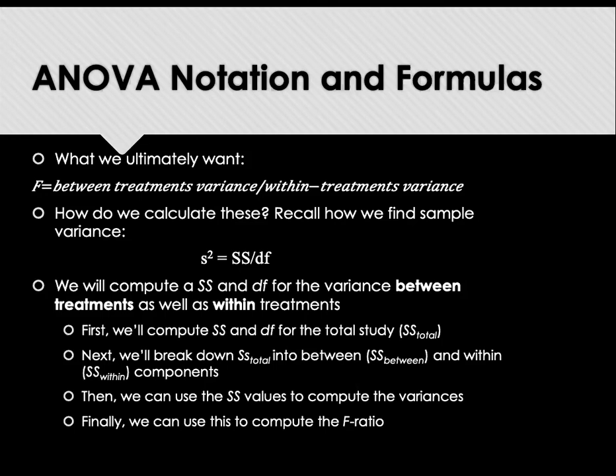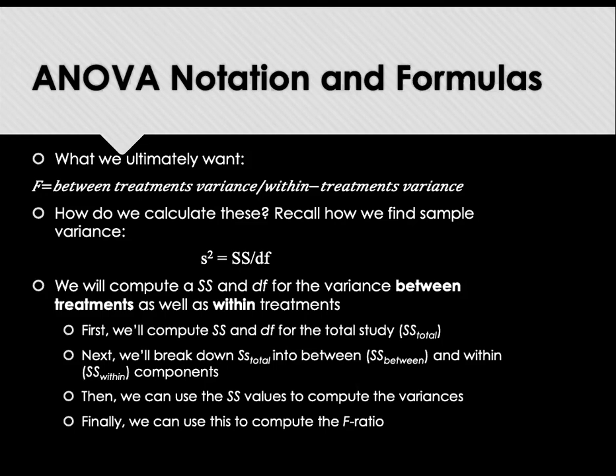Okay, so we're going to break this down and try not to get lost. This is just one example. Your book goes through a couple of examples also. So if you want that practice, you can watch the lecture, look at the book, and there are more practice problems on MindTap, of course. So we're going to break this down. First, we're going to compute sum of squares and degrees of freedom for the total study. We're going to call that sum of squares total. And then we're going to break down the sum of squares total into sum of squares between and sum of squares within.